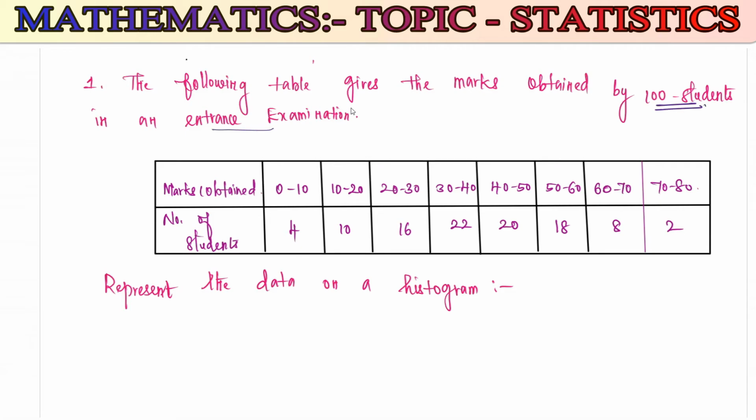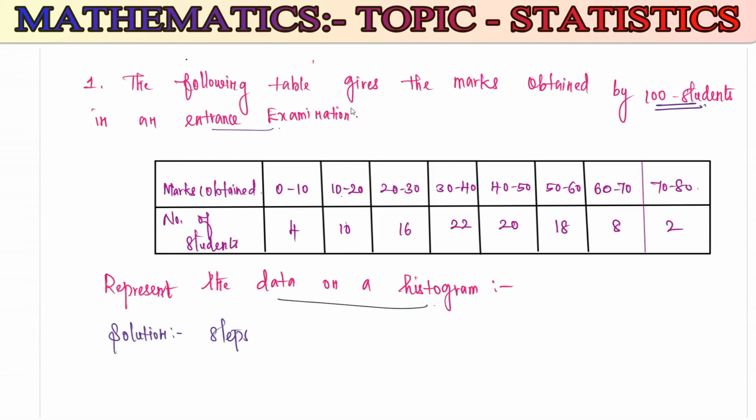In an entrance examination, marks obtained 0 to 10 in the class interval: 4 students. 10 to 20, you have 10 students. 20 to 30, 16 students. 30 to 40, 22 students. Between 40 to 50 you have 20 students. 50 to 60, 18 students. 60 to 70, 8 students. 70 to 80, you have 2 students. Now you have to represent the data on a histogram. How to represent it? Solution.